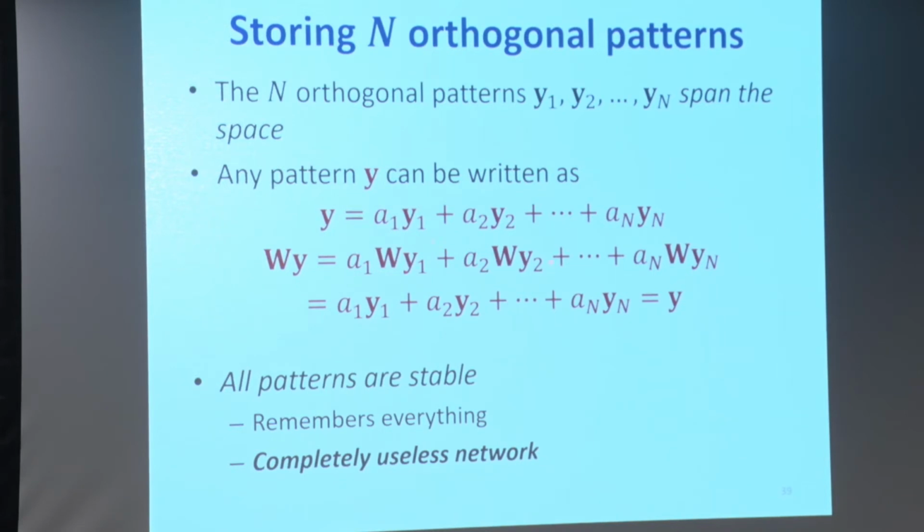But then we know that these patterns which I've stored are my eigenvectors. When I multiply them by w, they do not change. As a result, this is simply going to give you right back a1 y1, a2 y2, and so on, which is going to give you y. Every single pattern is stable, right?